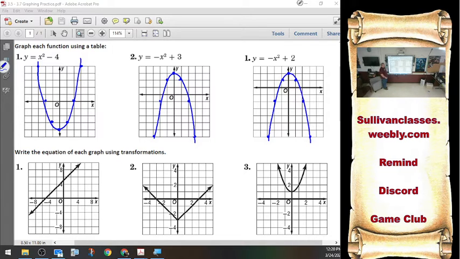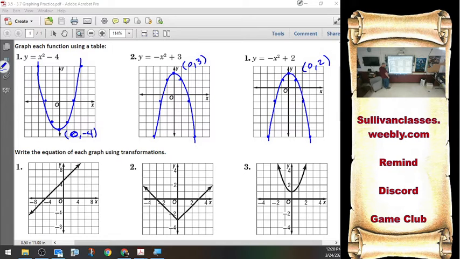Okay. Do you have your vertices at 0, negative 4? Do you have your vertex at 0, 3? Do you have your vertex at 0, 2? And are they going in the correct direction? Okay. Use the parentheses, poke buttons on your calculator, plot points.